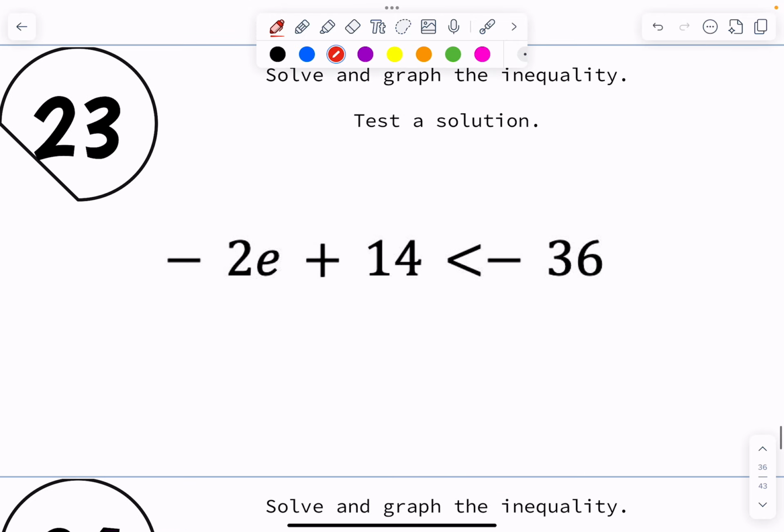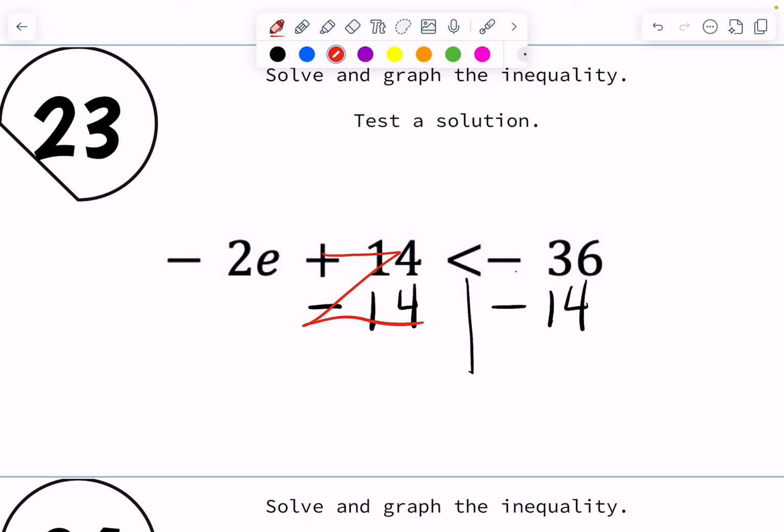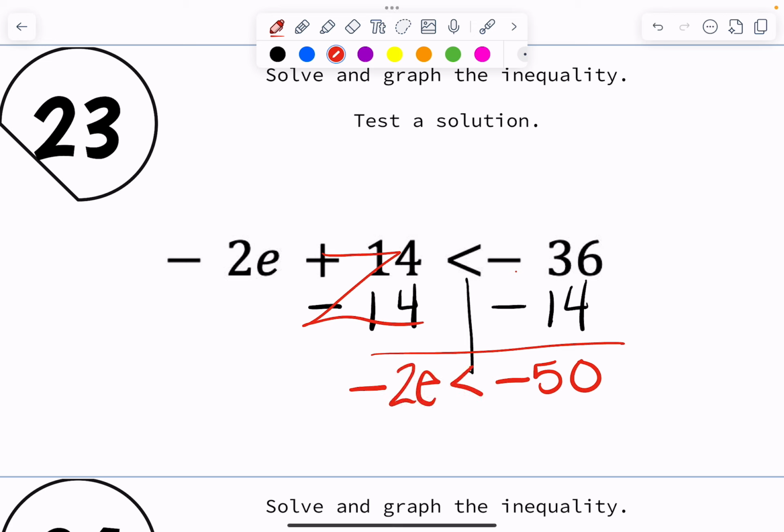Here's another one where we have a two-step. So negative 2e plus 14 is less than negative 36. So my first step, I want to subtract 14 from both sides. Over here, my 14s will zero out. Negative 36 minus 14 gives me negative 50. And now I'm at a point where I have negative 2e is less than negative 50. So from here, to get my variable by itself, e is being multiplied by negative 2, so I need to divide both sides by negative 2.